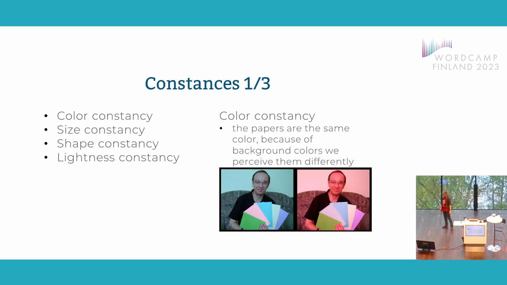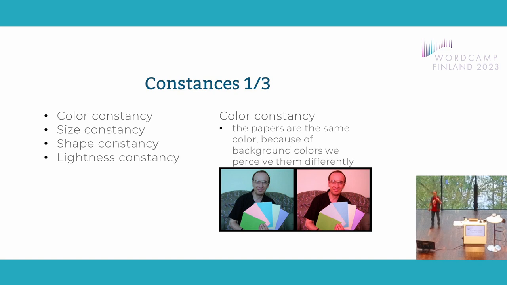Then this is no longer the Gestalt principles, but there are different kinds of constancies where, similar to that word figure, we also fill up the spaces in our head with our past experience and how we expect things to be. So these two color images here, the papers have the same color values in the image, the same RGB values, but we see them differently because the background is different. So we correct colors in our images.